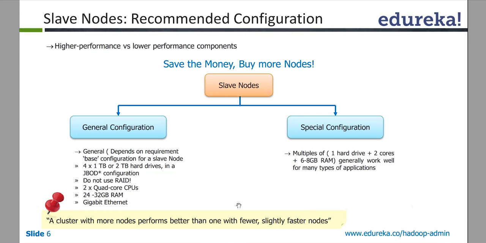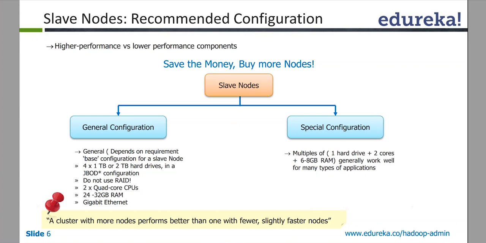So the general configuration for the slave nodes is 4 into 1 or 2 terabyte hard disk drives in the just a bunch of disks configuration, where there is no RAID, and 24 to 32 gigs of RAM. While the special configuration, which generally works well for many types of application, is one hard disk drive with a 2 core processor and 6 to 8 gigs of RAM. So the idea is that it's quite fine if you have more number of nodes, because they sometimes perform better than fewer, slightly faster nodes.